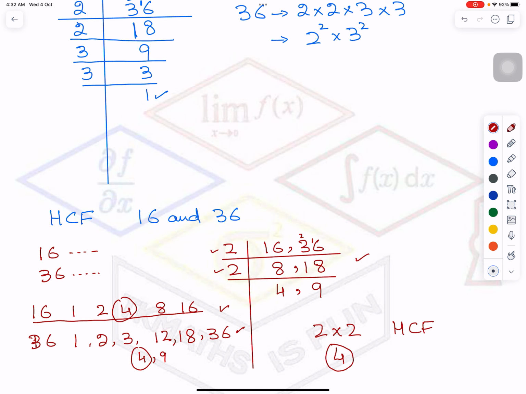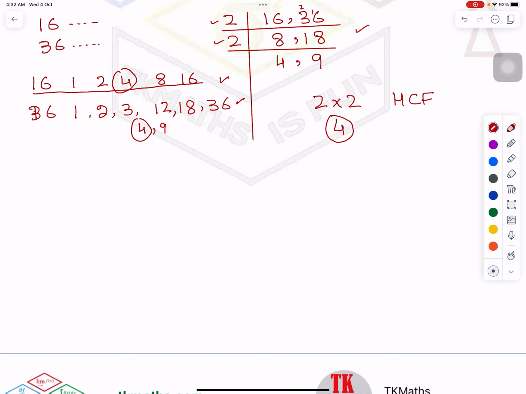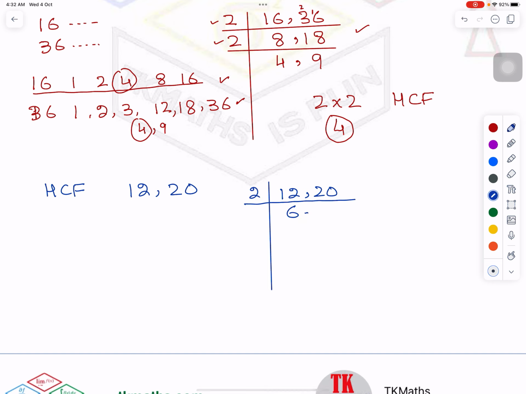Let's do one more example. Let me take another example to make you understand. For example, I am taking 12 and 20. I want to find out the highest common factor of 12 and 20. So what will I do? Starting with the smallest table, 12 and 20 are even numbers. 2 6s are 12, 2 10s are 20.